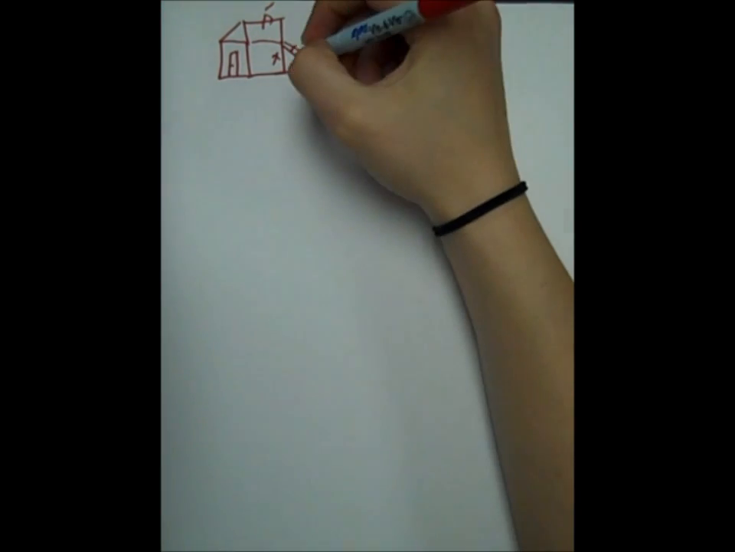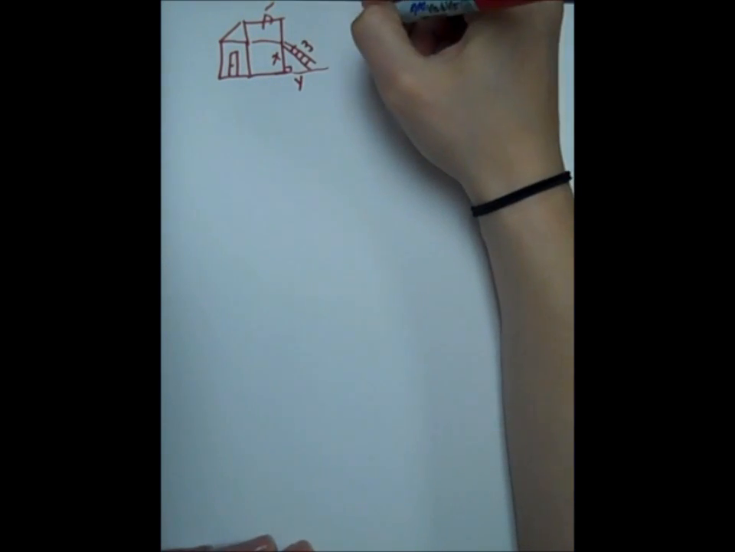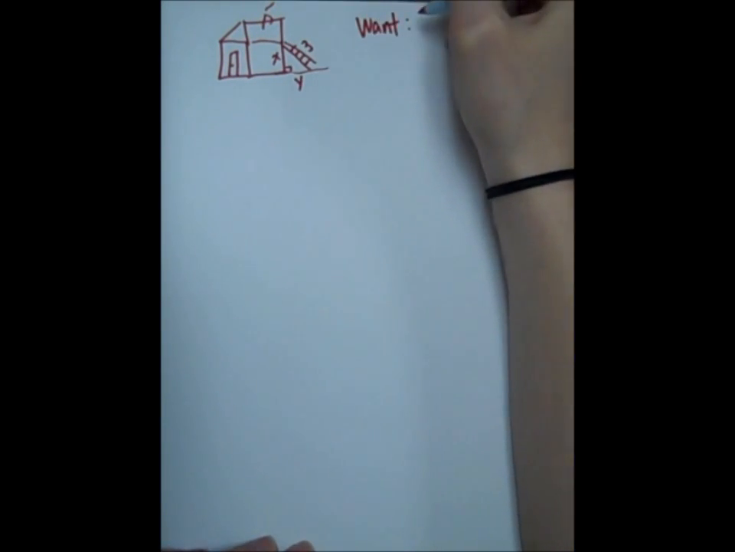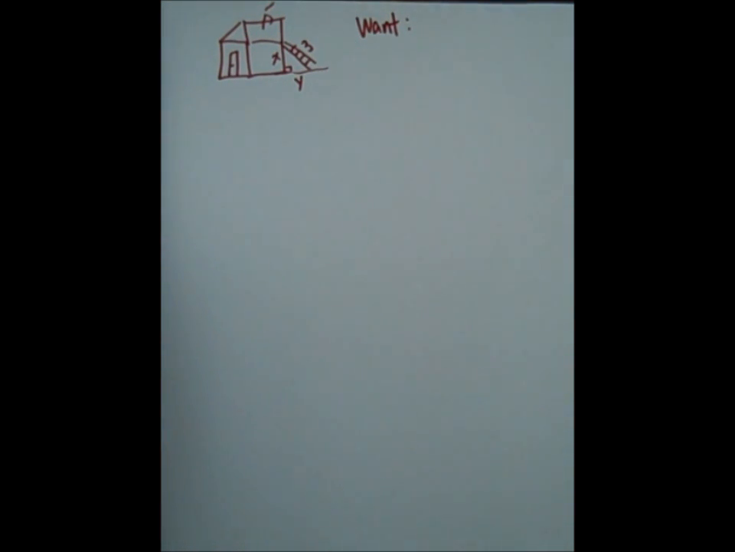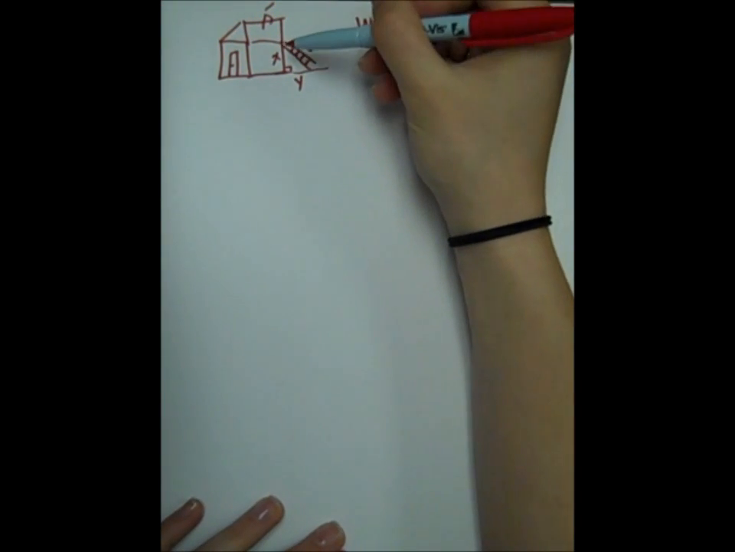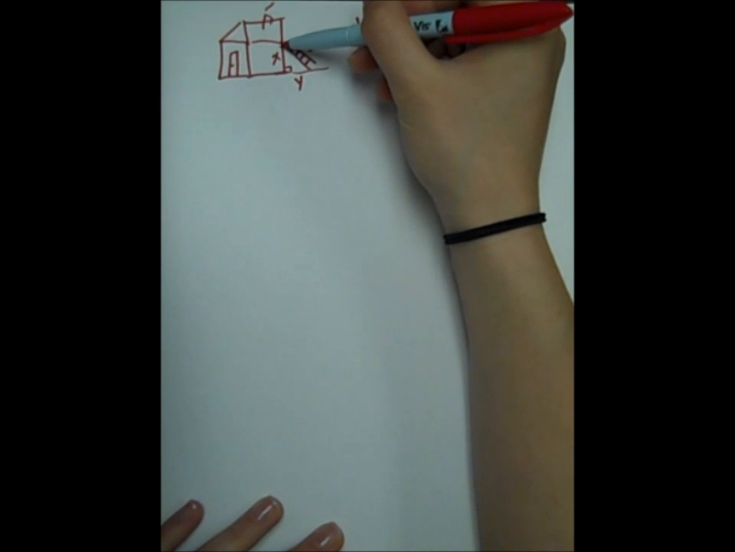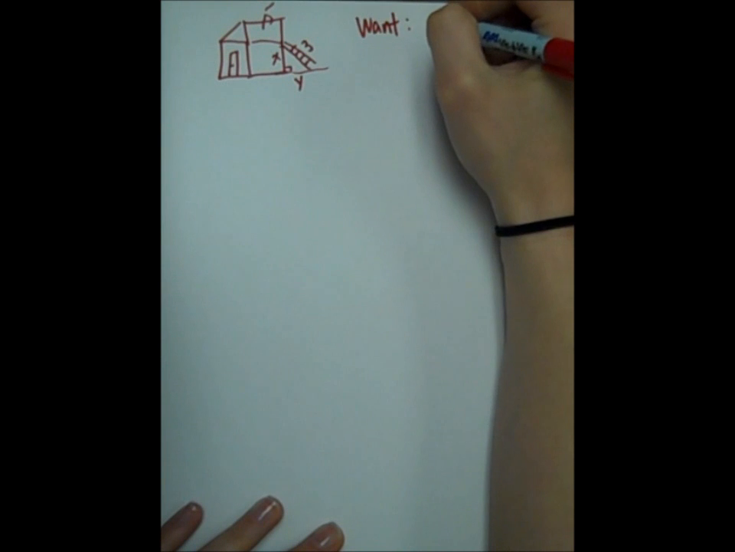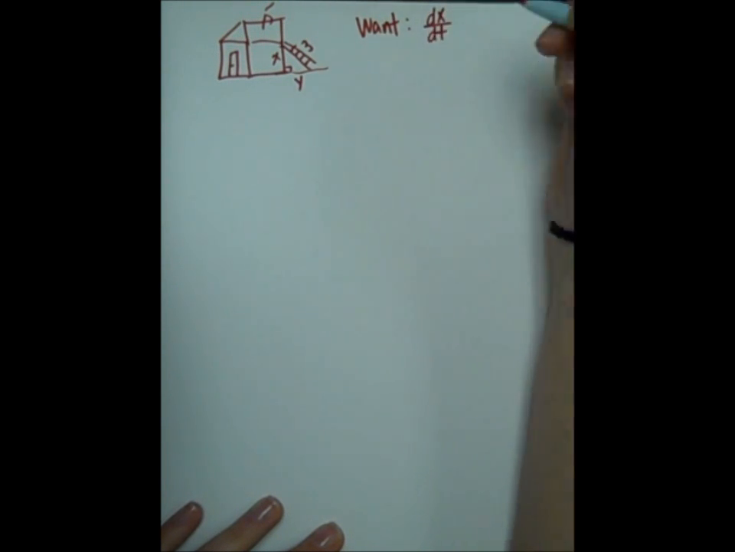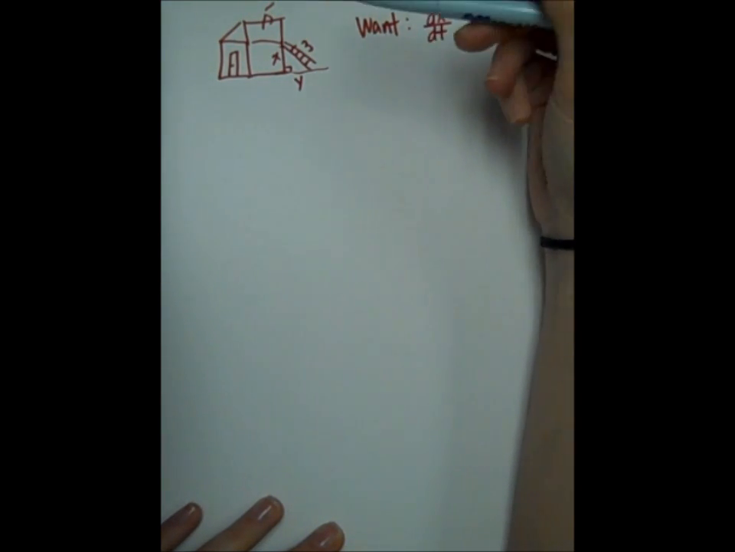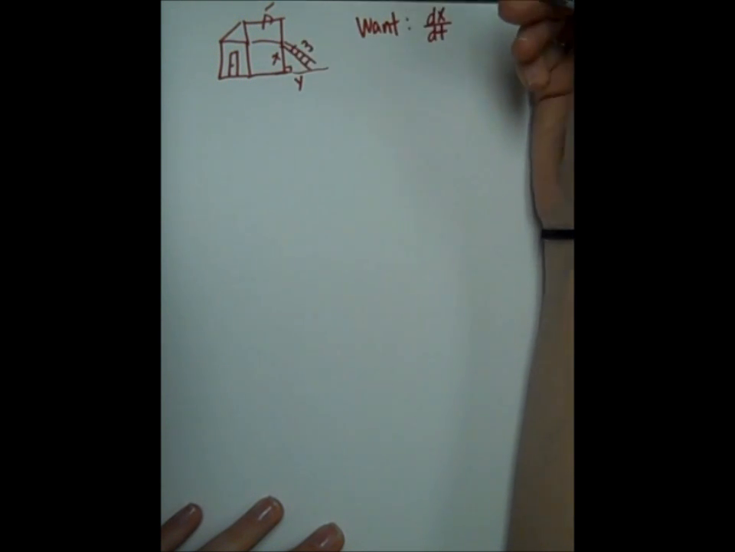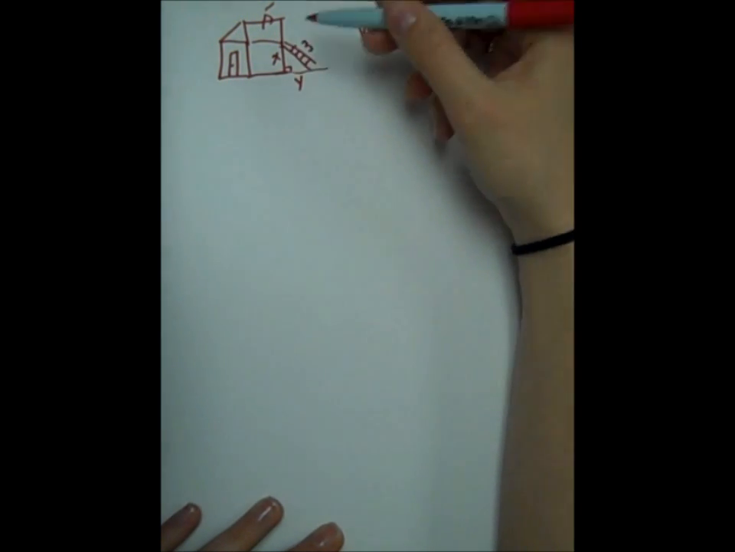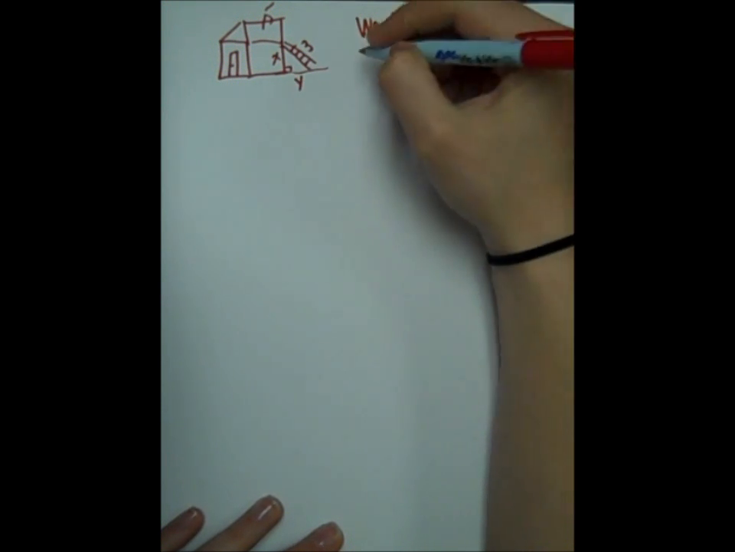Okay, so we've assigned some variables. Next up, what do we want to find? The problem says how fast, that's talking about a rate. How fast is the top of the ladder moving down the side of the house after 1 second? In terms of our variables, what we're trying to find is dx/dt. We're saying how fast, so that's a rate of change with respect to time. How fast is this moving after 1 second?